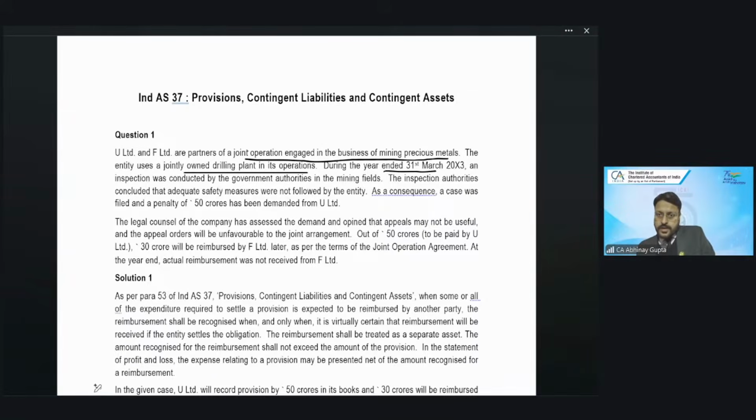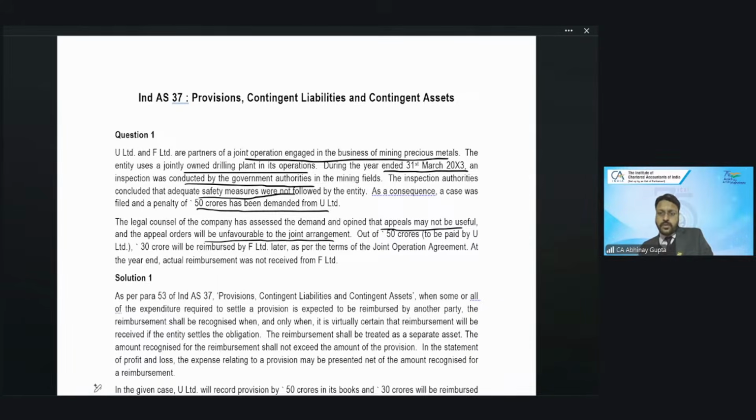During the year ended 31st March 2003, an inspection was conducted by the government authorities in the mining field. The inspection authorities concluded that adequate safety measures were not followed by the entity. As a consequence, a case was filed and a penalty of rupees 50 crore has been levied on U Limited and demanded from U Limited. The legal counsel of the company has assessed the demand and opined that the appeals may not be useful and the appeal orders will be unfavorable to the joint arrangement.